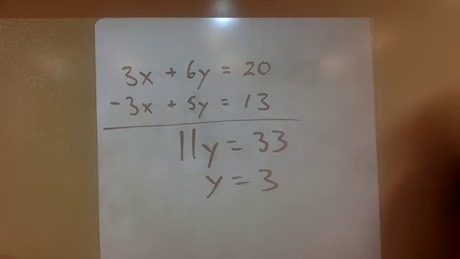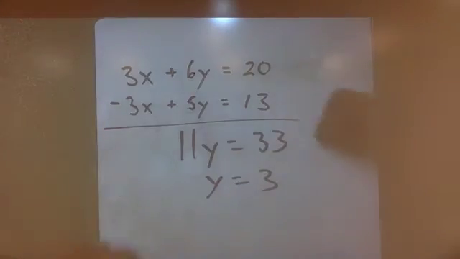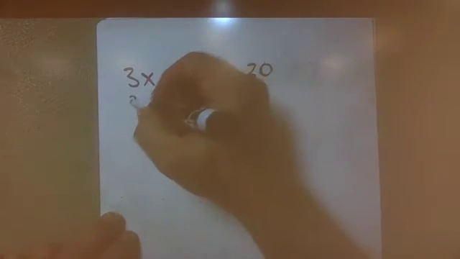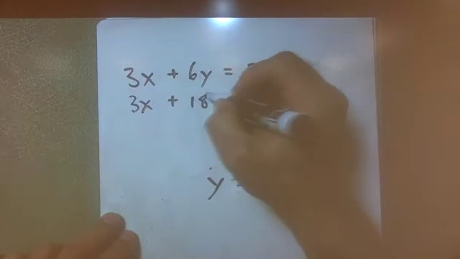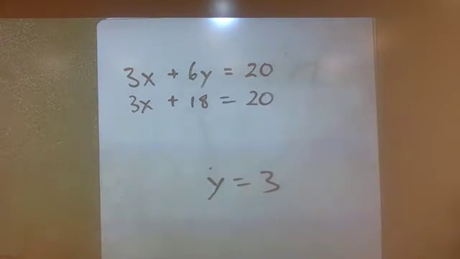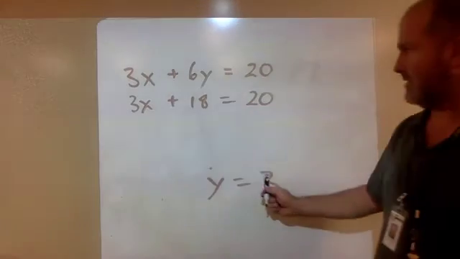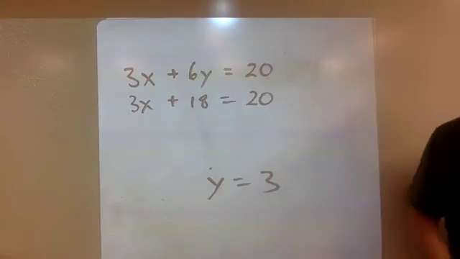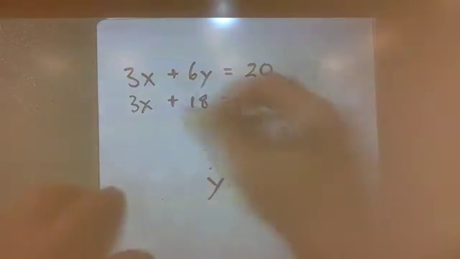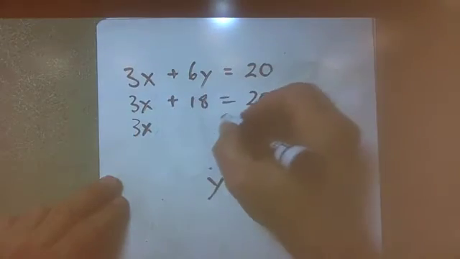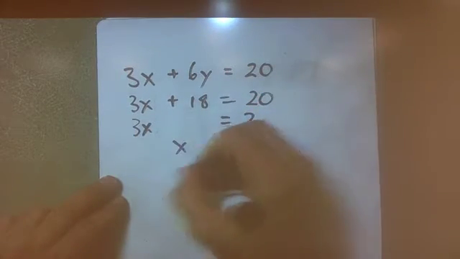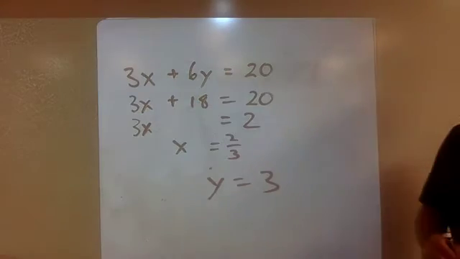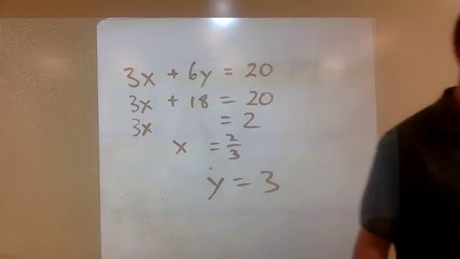33 divided by 11. I'll take that 3 and plug it into either one of the equations. How about the first one? 3x plus 18 equals 20. How did I get 18? I substituted in the 3 for the y. 6 times 3 is 18. Now, two-step equation to solve for x, you subtract 18 to the other side to get 2, and then you divide by 3 to get 2/3. So x is 2/3 and y is 3 on that one.